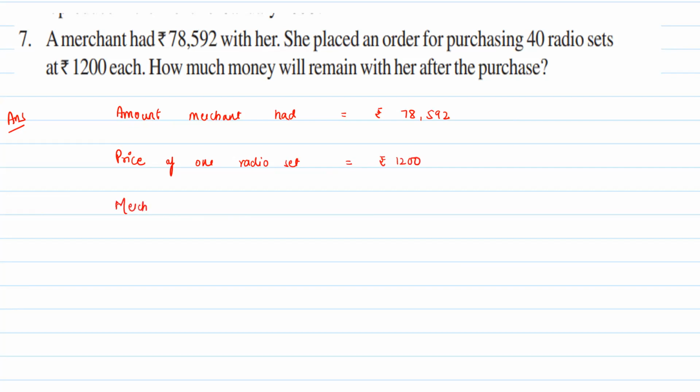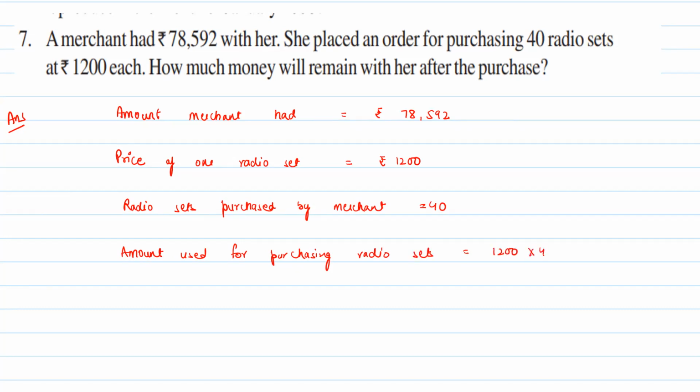Radio sets purchased by merchant. How many radio sets merchant purchased? 40. Amount used for purchasing radio sets. Now, how much amount merchant had used for this? 1200 for each into 40. It will be in rupees 48,000. Okay.